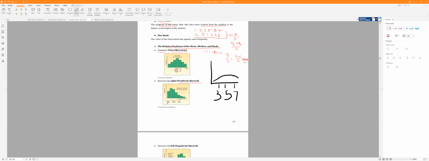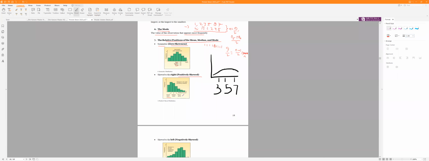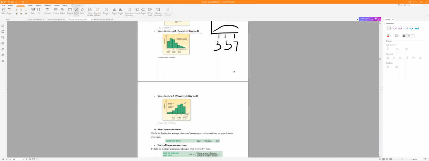So the mode, I forgot to explain about the mode. I'm very sorry. Mode is the value of the observation that appears most frequently. So out of this data, for example, 1, 2, 3, the mode should be number 1, right? It appears 2 times. So that's the mode. So this is a positively skewed distribution, and this is a negatively skewed one. The peak should be on the right side. So this is negatively skewed, and this is positively skewed.